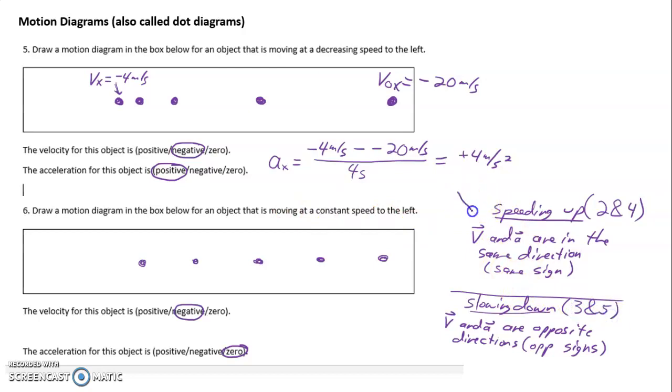Okay. So this is one of the most important things from this module, is that speeding up happens when velocity and acceleration are in the same direction. It's not the sign of acceleration that matters. It's whether the sign of acceleration matches the sign of velocity. If it does, the object is speeding up. If those have opposite signs, then the object is slowing down.